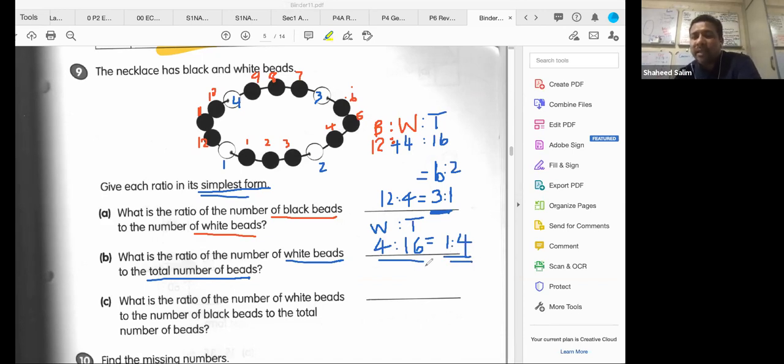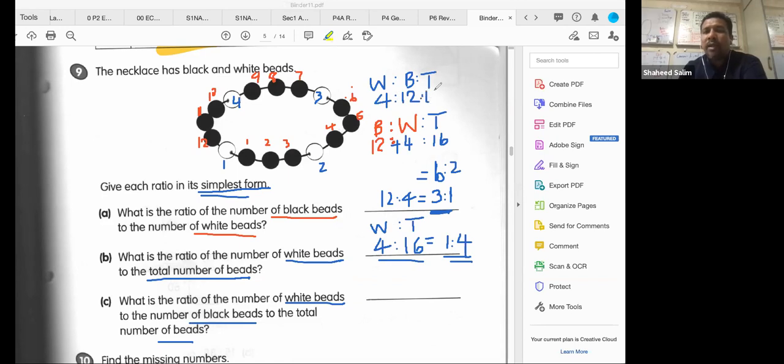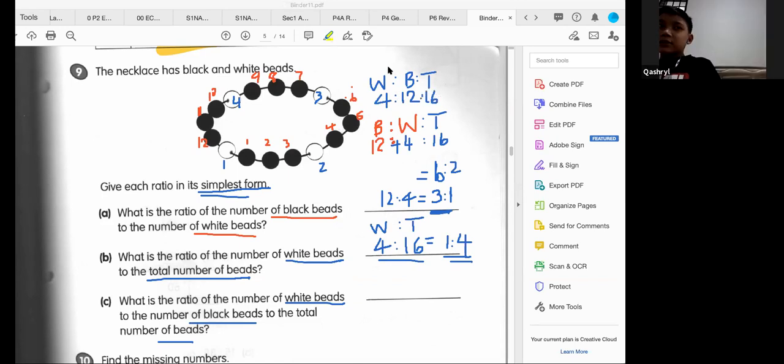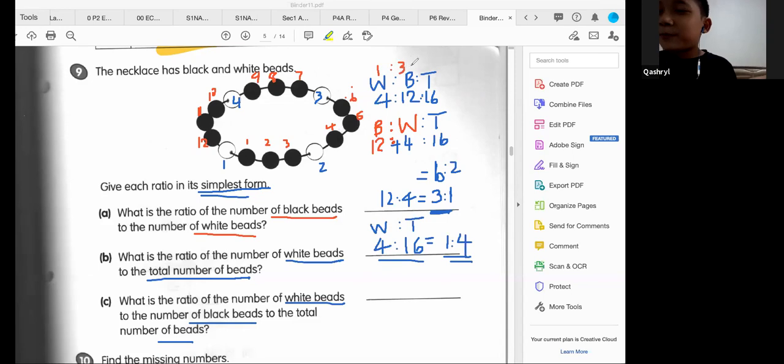Some of you give the answer as 12 down here. That means you are saying white to black. They want white to total. So next one, what is the ratio of the number of white beads to the number of black beads to the total? They want it like this: white beads to black beads to total. So we just copy. White beads is 4, black beads 12, and then total 16. All of these numbers can be divided by 4. So what do you get when you divide by 4? You tell me now. 1 is to 3 and this is to 4.